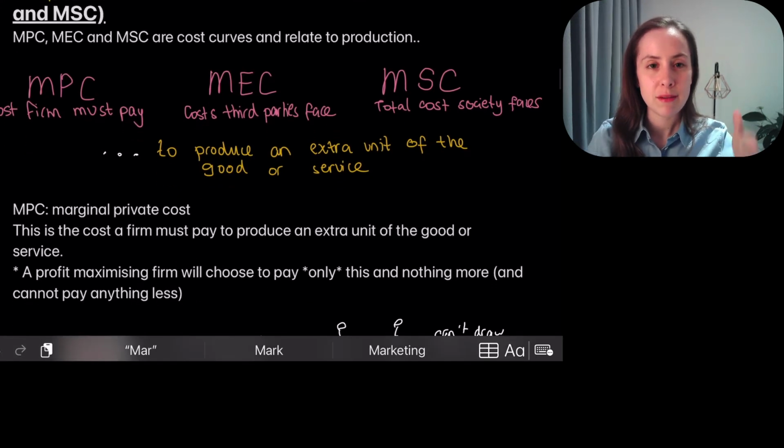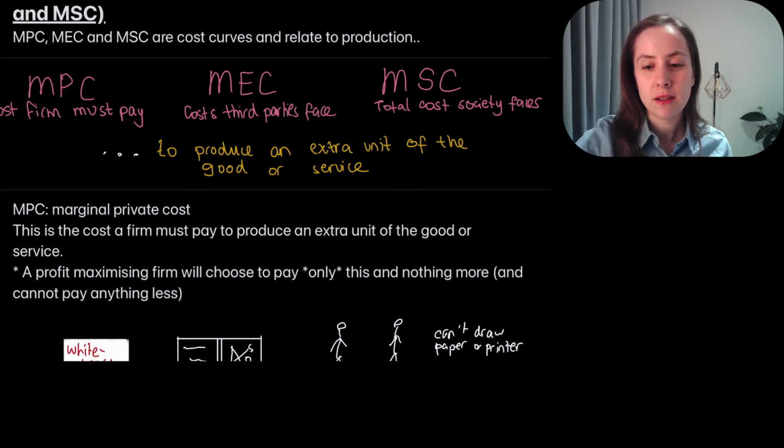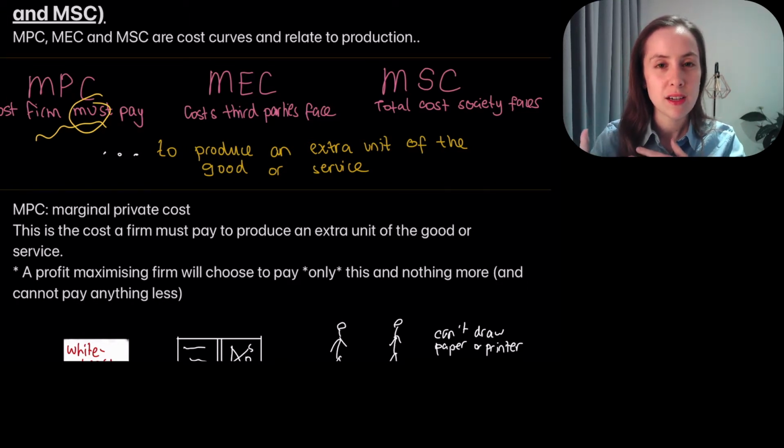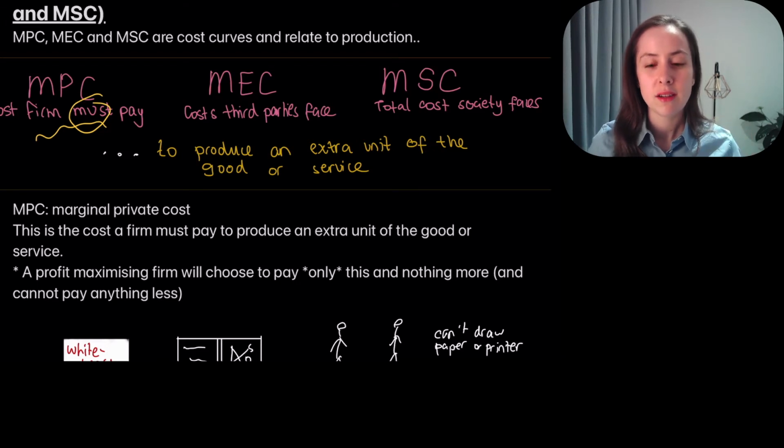So here I have the MPC, the marginal private cost. It is the cost the firm must pay to produce an extra unit of the good or service. They must pay this. They can't avoid paying this. Profit maximizing firms might be incentivized to avoid it, but they can't. They must pay these costs to make this good.